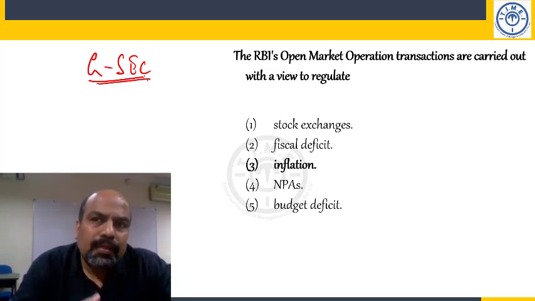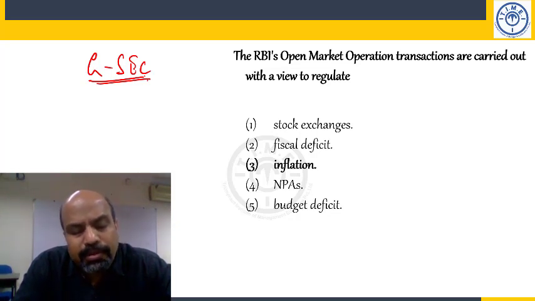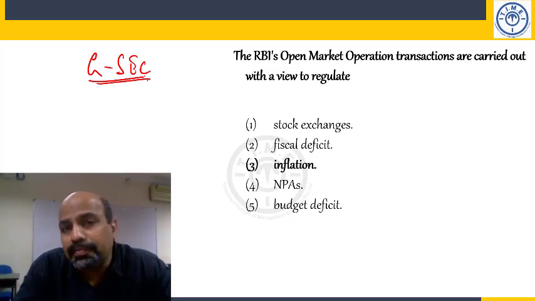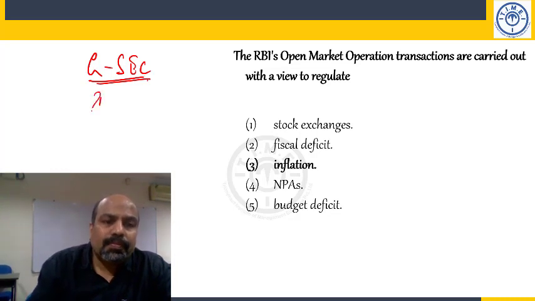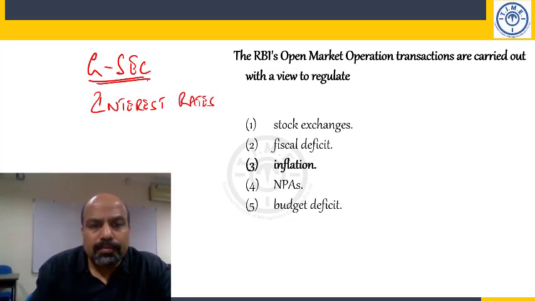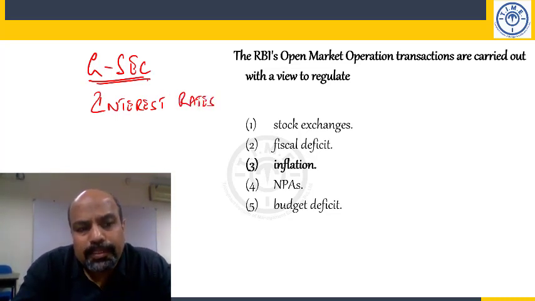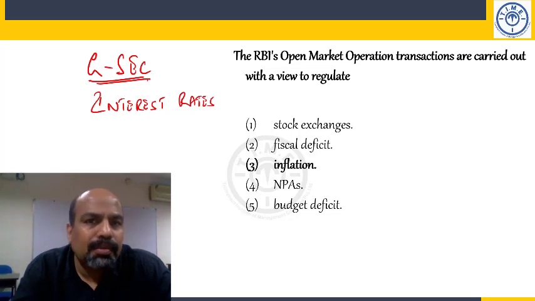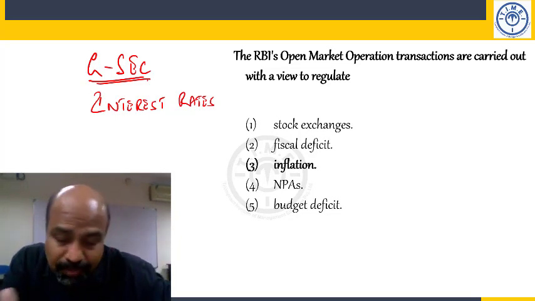Next, the aim is to regulate, means control, money supply, inflation and interest rates. Okay. Next, so how does this work in real life? How does money supply go up and down and consequently interest rates? So let's write.